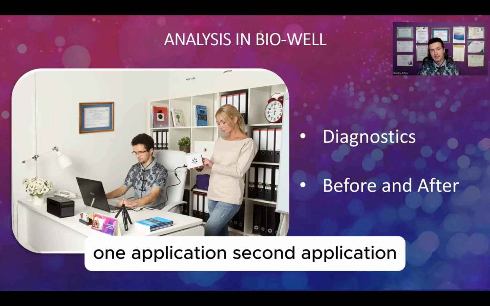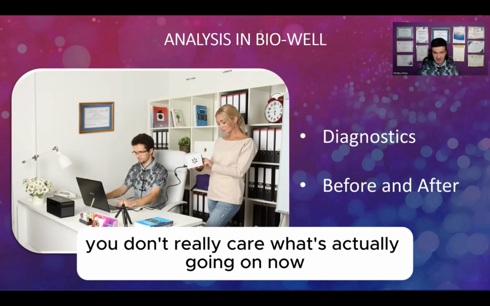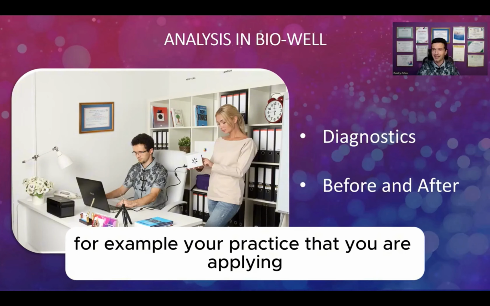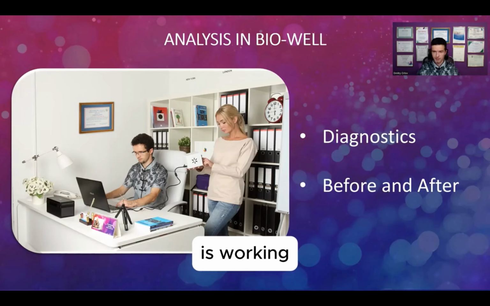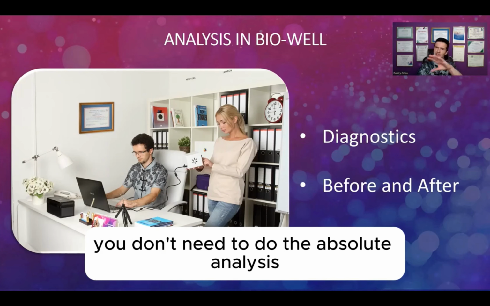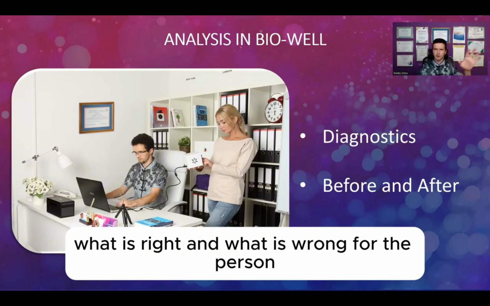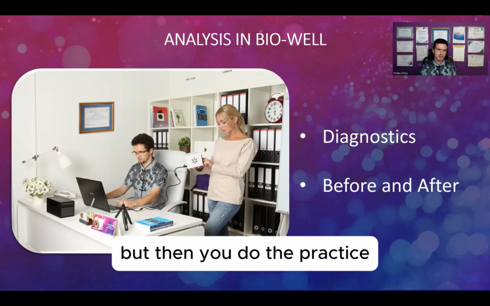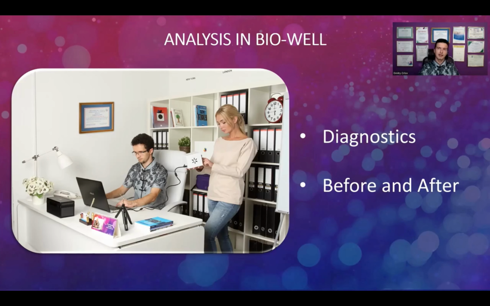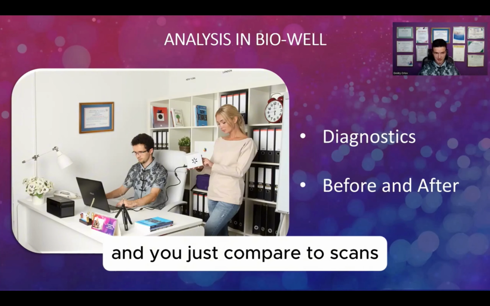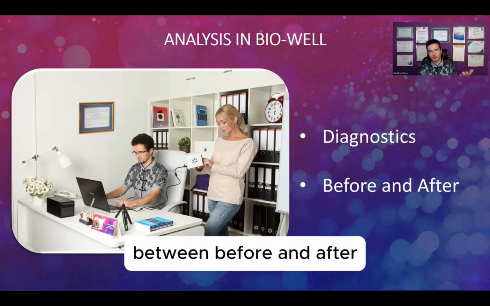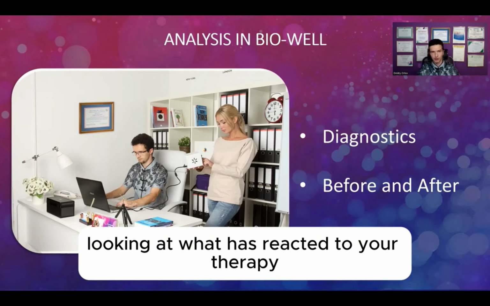That is one application. Second application, you don't really care what's actually going on now with this person. You just need to show that, for example, the practice that you are applying is working. So you are using a before and after type of analysis. You do the initial scan. You don't need to do the absolute analysis of what is right and what is wrong for the person, but then you do the practice, some therapy, and then you scan the person again after the therapy. And you just compare 2 scans and you see the difference. So you analyze only the difference between before and after, looking at what has reacted to your therapy.